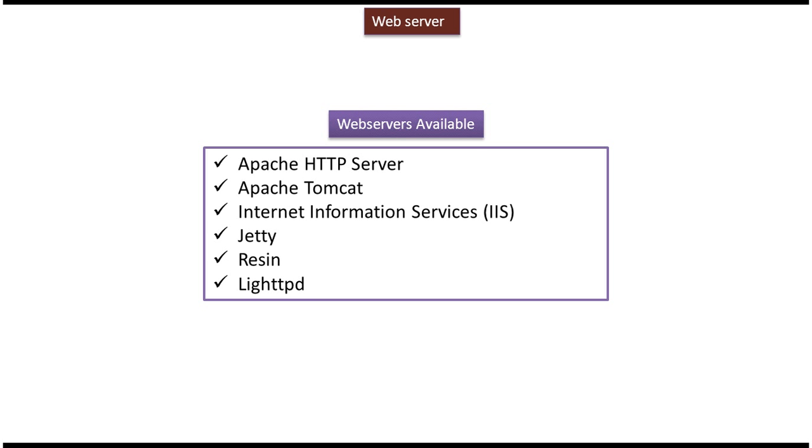Next we will see some of the available web servers in the market. The first one is Apache HTTP Server, Apache Tomcat, Internet Information Services (IIS Server), Jetty Server, Resin Server, Lighttpd Server. Okay. So this is about what is a web server.